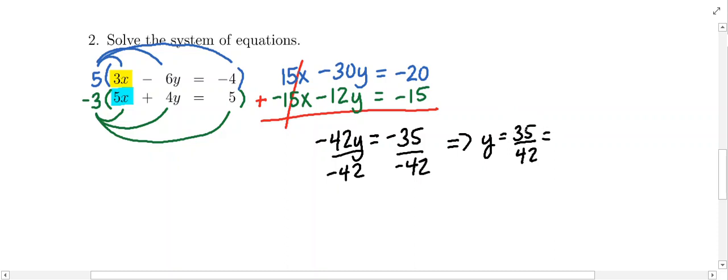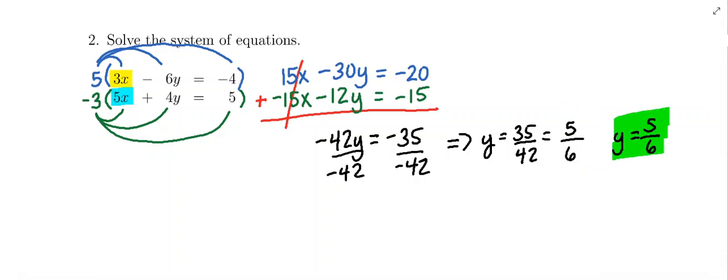Let's go ahead and reduce this fraction. Both of these numbers are divisible by 7. So 35 divided by 7 is 5, and then 42 divided by 7 is 6. Okay, so there you go. The y value here has to be 5/6. We still have to get x.